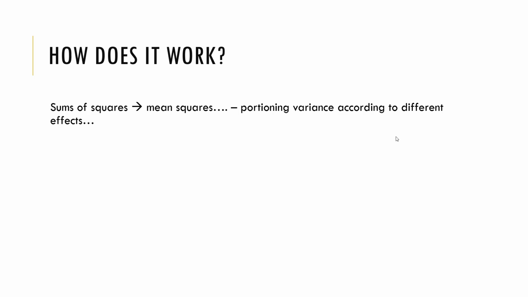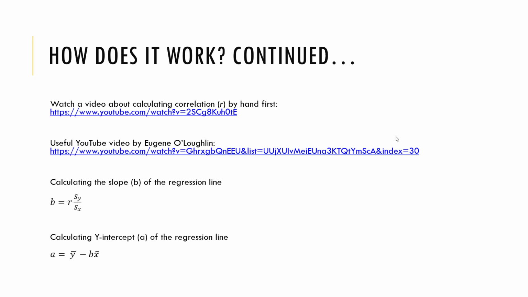different effects. And so before I go any further, I think it would be really helpful to have a look at these videos by Eugene O'Loughlin. So in these, he talks about calculating correlation by hand, and you'll start to see how these sums of squares come into play, or how squared values are used in correlation, which is the backbone of regression.